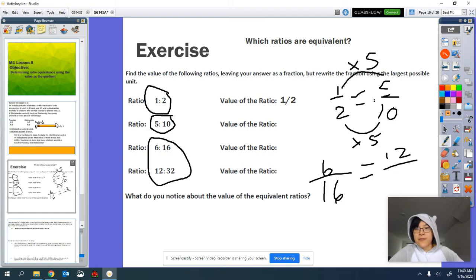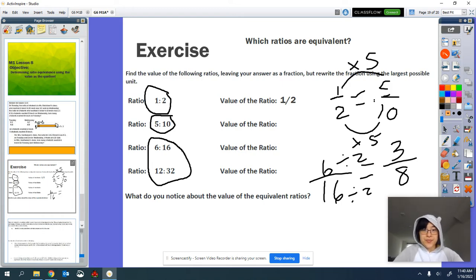Honestly, I can find another equivalent fraction because I know these can both divide by 2. I can do division too. I can multiply or divide by the same number. So this would be divide by 2, divide by 2. It would be equal to 3/8 or a 3 to 8 ratio.